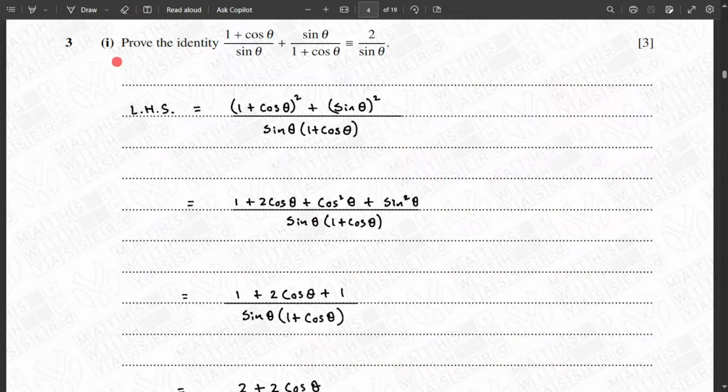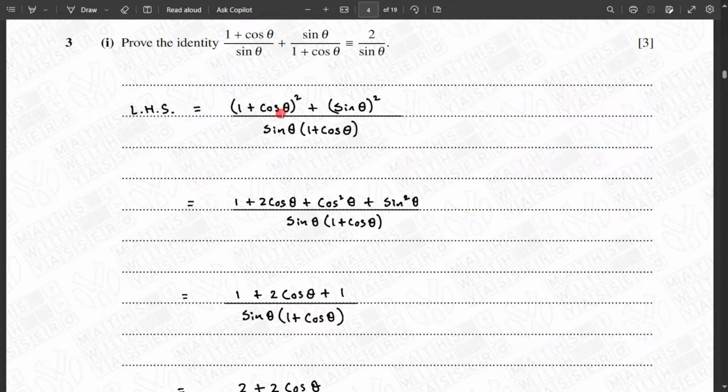Question number 3, it says prove the identity (1 plus cos theta) over sin theta plus sin theta over (1 plus cos theta), which is equivalent to 2 over sin theta. So in order to do the LCM, we take the product of these two, which will be sin theta times (1 plus cos theta), and then we cross multiply (1 plus cos theta) with (1 plus cos theta) and sin theta with sin theta, which gives us (1 plus cos theta) squared plus sin squared theta.